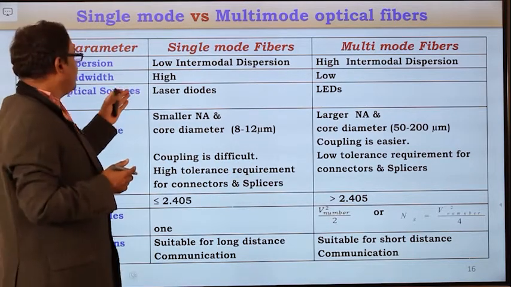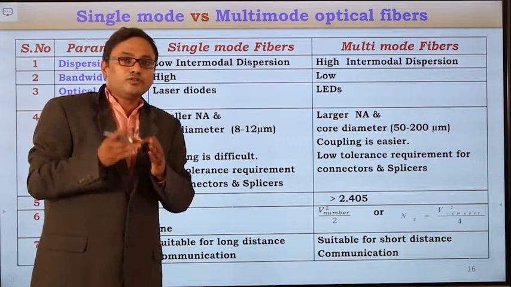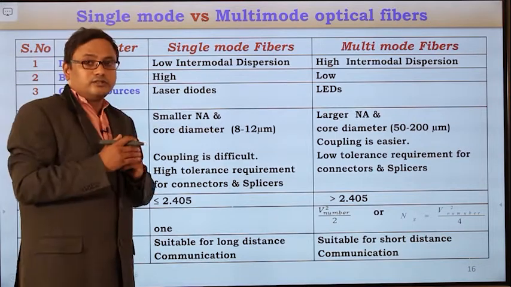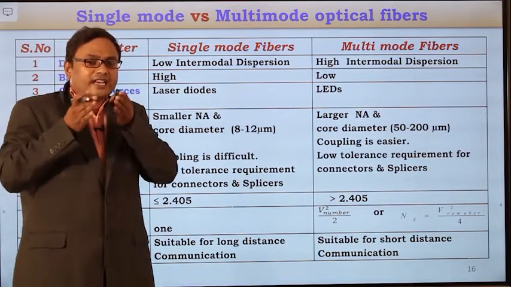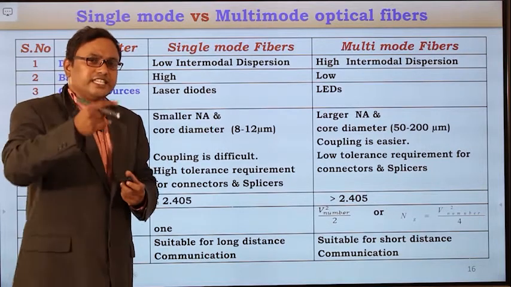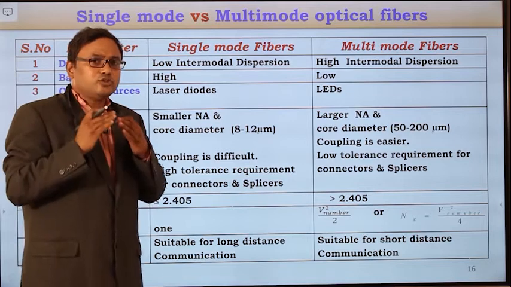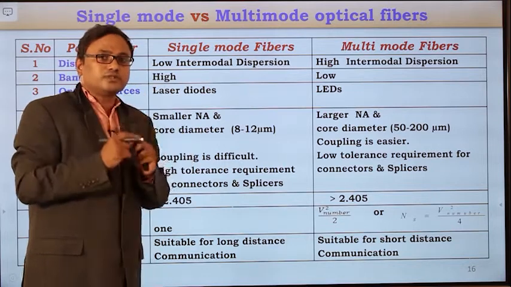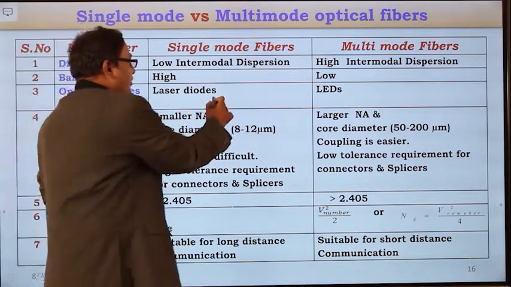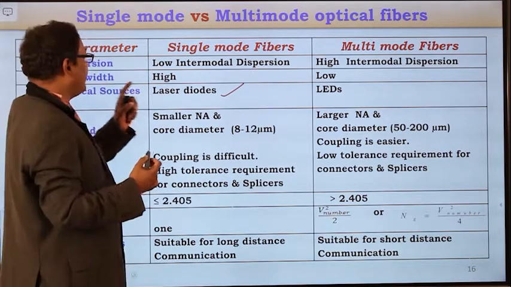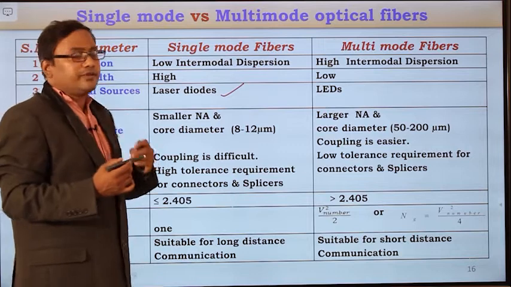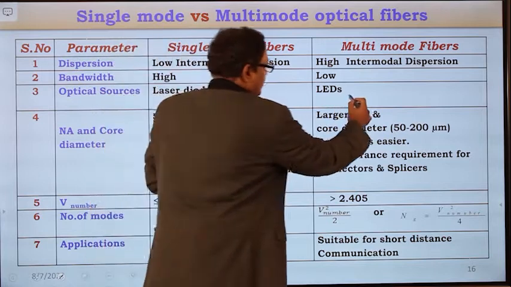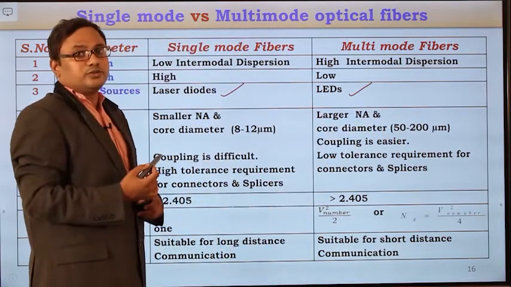And along with the single mode fibers we have to use highly efficient optical sources like laser diodes, because laser diodes provide a narrow beam width, and the core radius of the single mode fiber is very small, that is 8 to 12 micrometers. To couple with that, the light signal coming out from the optical source must be narrower, so the laser diode will provide the narrower beam widths. That's why along with single mode fibers we usually prefer laser diodes, whereas with multi-mode fibers we use LEDs as the optical sources.